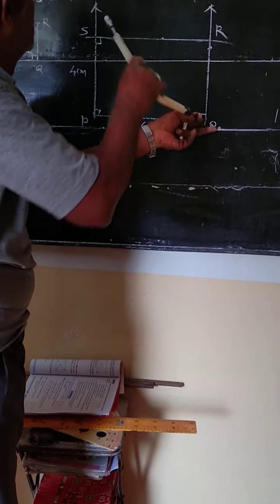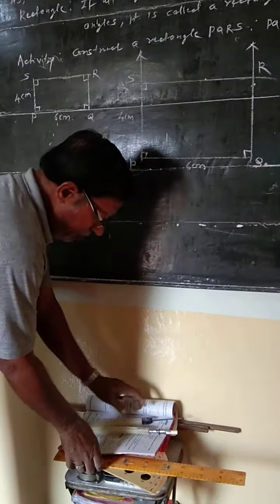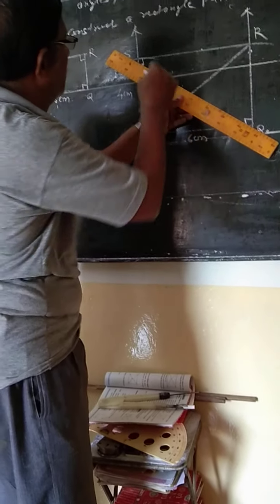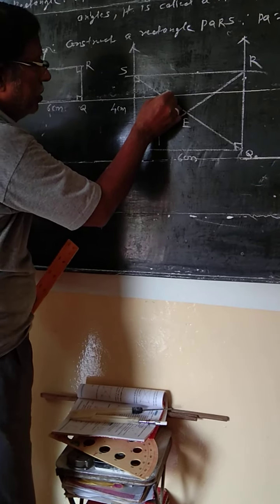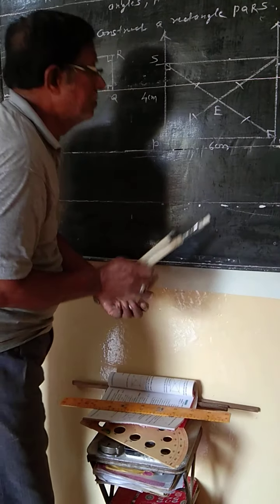The diagonals are also congruent. You draw this diagonal, and then the diagonals bisect each other. Suppose this point is E. So this and this are congruent, this and this are also congruent. See, with the help of the compass.